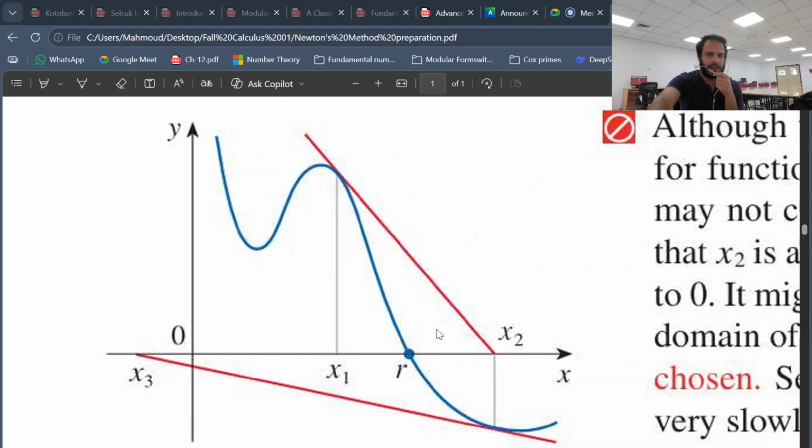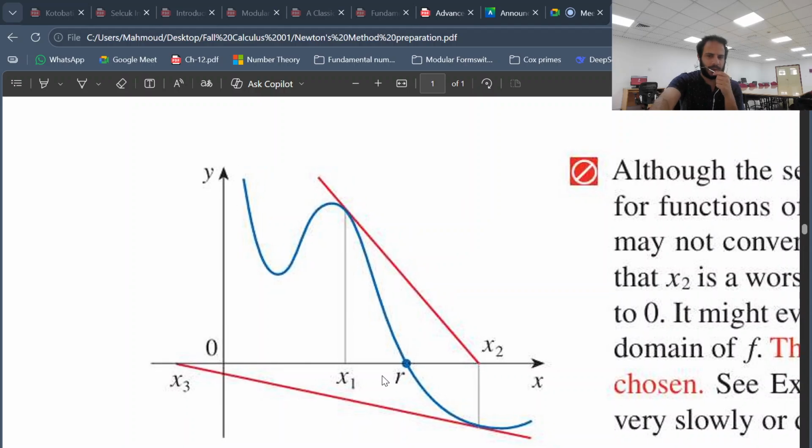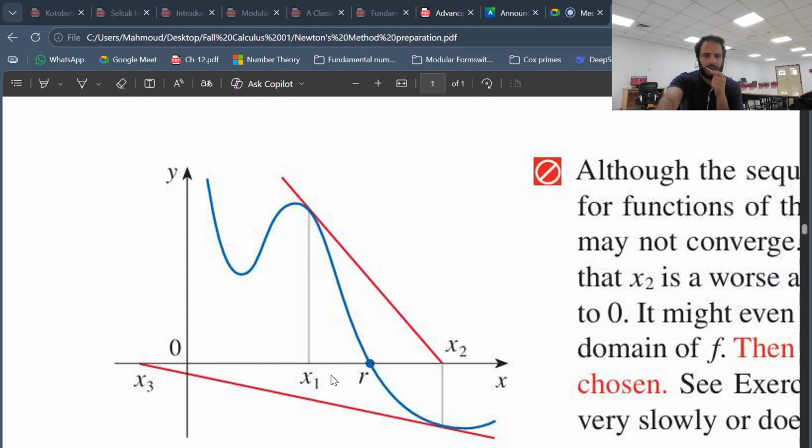There is a way to know where is the solution and how to choose the x1 close to it. And the way you know it, you studied it in the end of chapter 2, the intermediate value theorem. Intermediate value theorem, yes. So I will show you later with example how to choose x1. But sometimes x1 is given.